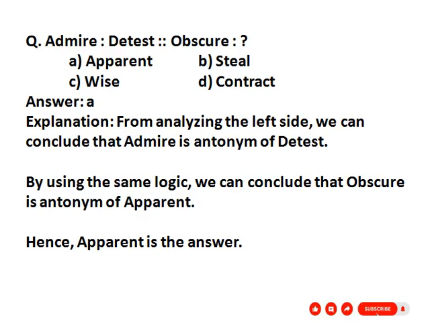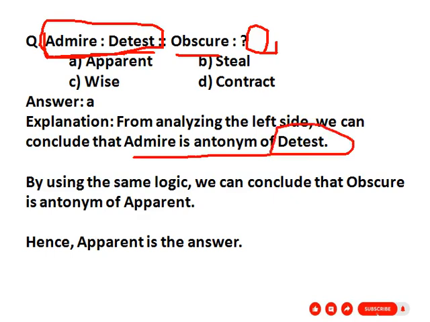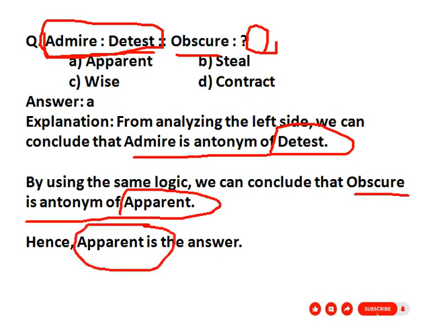So our first question is: admire : the test :: obscure : ? Our first group is given admire and the test. What is the relation between these two words? See here, admire is the antonym of the test. So what is the antonym of obscure? See here, obscure is the antonym of apparent. So our correct answer is apparent. So here given option A, apparent.